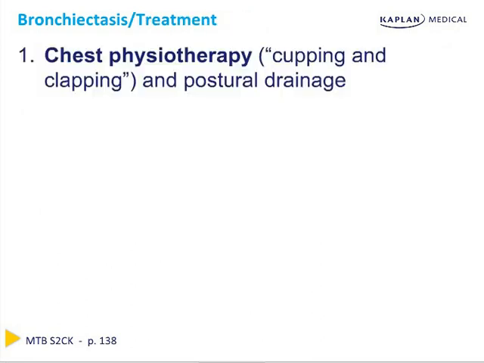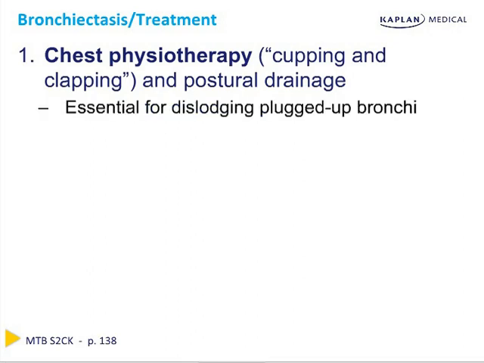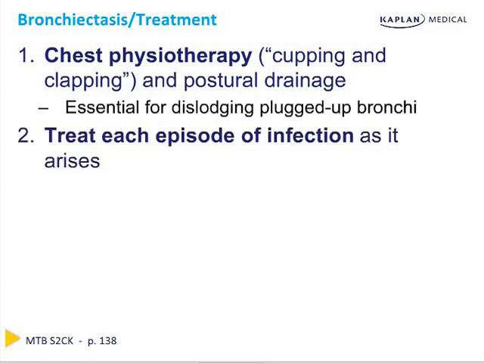Moving on to the management of bronchiectasis, the first step is chest physiotherapy, which involves cupping and clapping of the lung, as well as postural drainage. This is essential for dislodging plugged up bronchi. In addition, you should treat each episode of infection as it arises. By treating the infection, you're preventing it from causing this destruction of the large airways, which, if untreated, will eventually result in remodeling and dilation of the large airways.